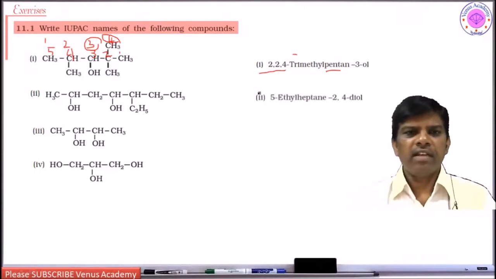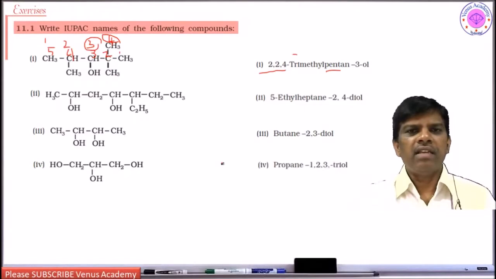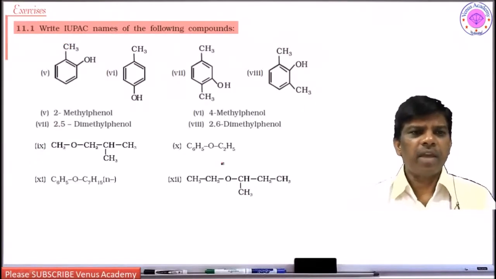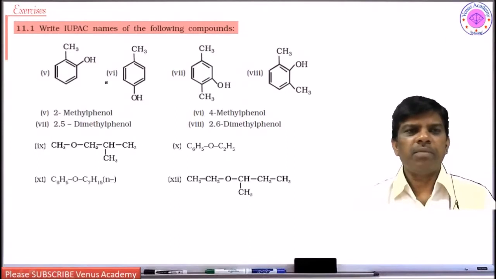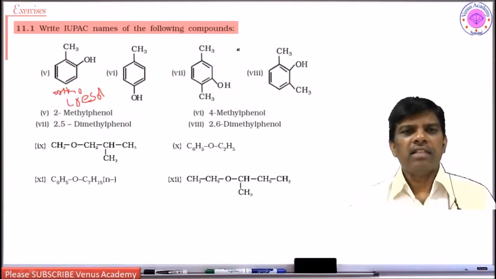The next one, 5-ethylpentane-2,4-diol, and butane-2,3-diol. Write IUPAC names. Now phenols, IUPAC name 2-methylphenol. It is directly given in your textbook during your explanation. So what is the common name of this? Orthocresol. This is paracresol. This is 2,5-dimethylphenol.